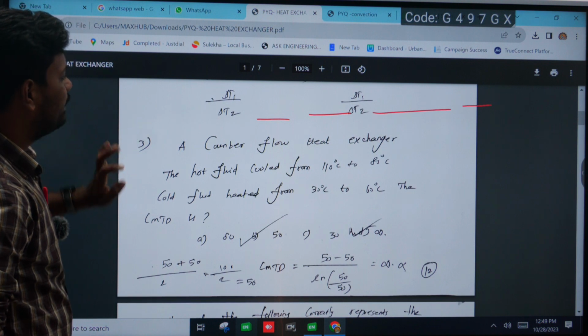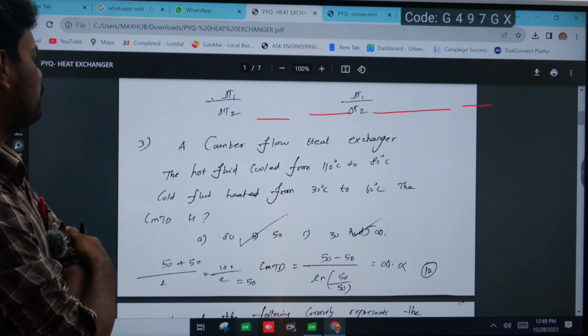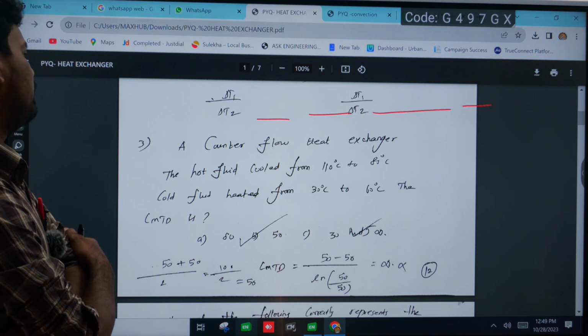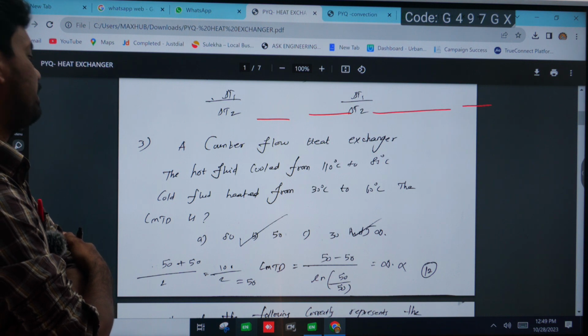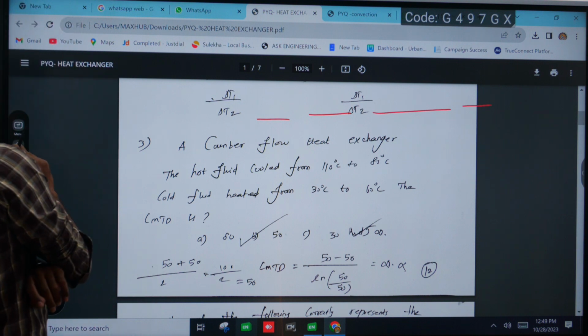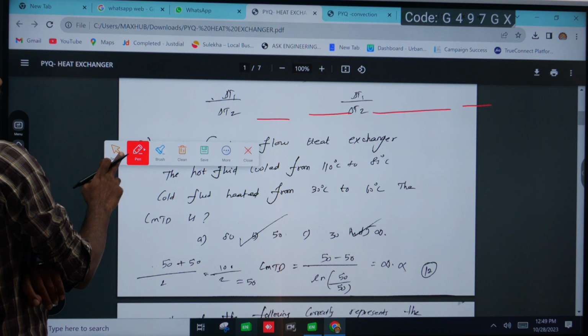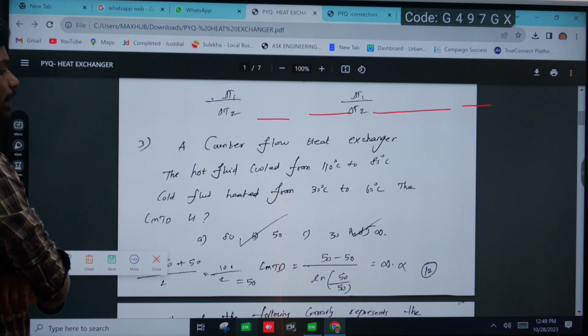a counterflow heat exchanger. The hot fluid is cooled from 110 degrees Celsius to 85 degrees Celsius, and the cold fluid is heated from 30 degrees Celsius to 60 degrees Celsius. The LMTD is? So what is the LMTD formula? The LMTD formula is delta T1 minus delta T2 by ln of delta T1 by delta T2.